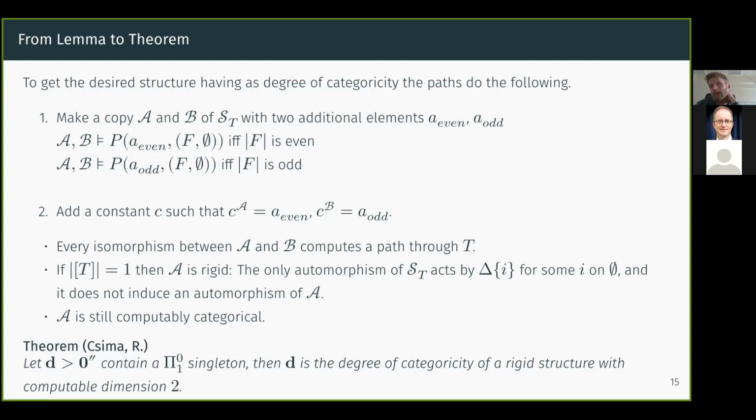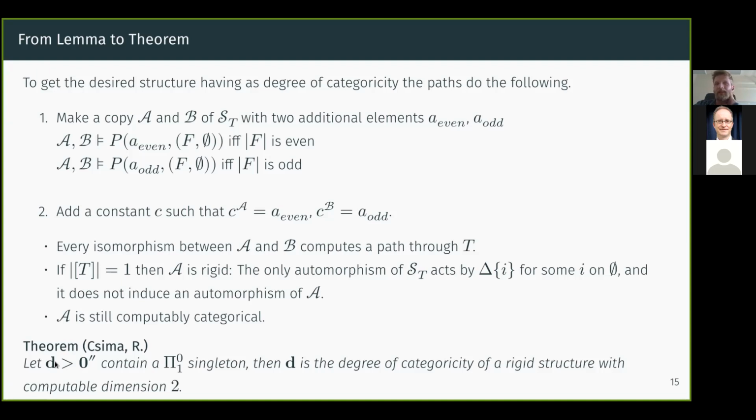How do we argue that? Well, you can just take away A even and A odd and look at the basic structure that lies below. That's just ST, or isomorphic to ST. ST is computably categorical, and then you just map up A even, A odd non-uniformly.